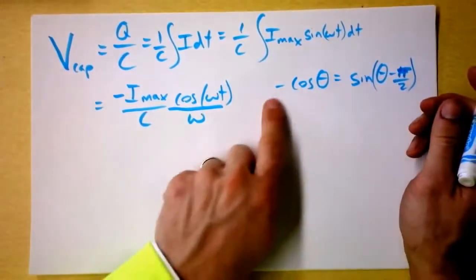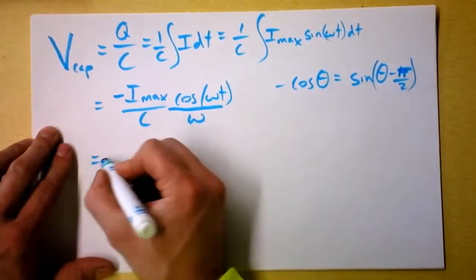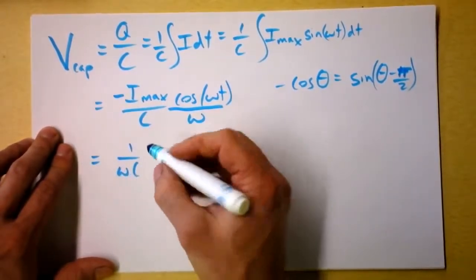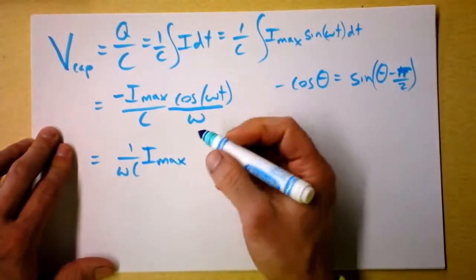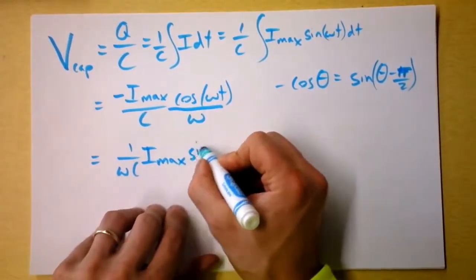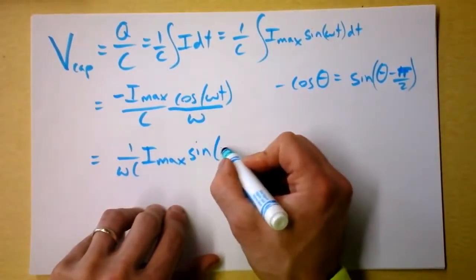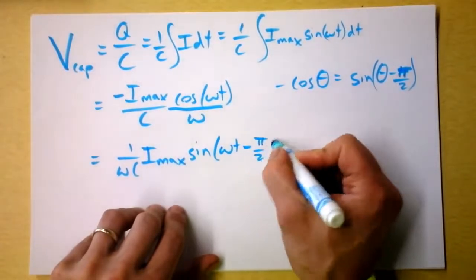All right, so that's a substitution I'm about to use, and I'm just going to clean things up a little bit. I'm going to say that this is 1 over omega times C times the maximum current possible times the sine of omega t minus pi over 2.